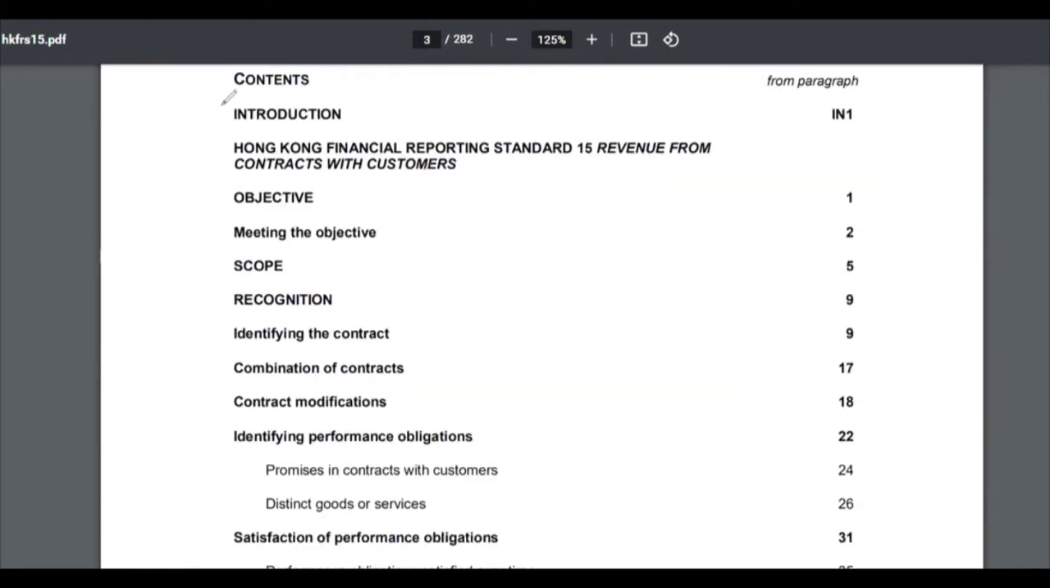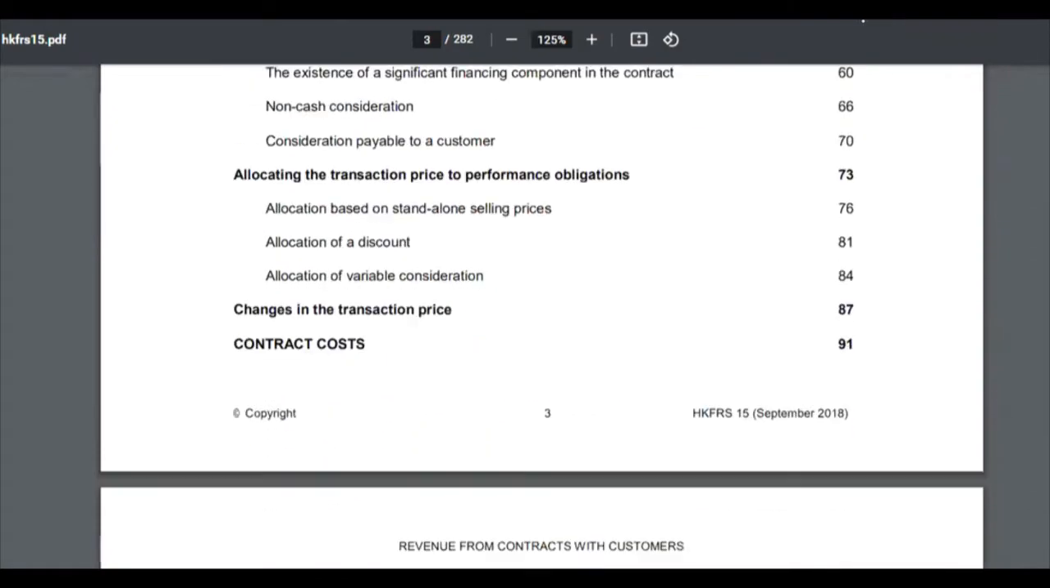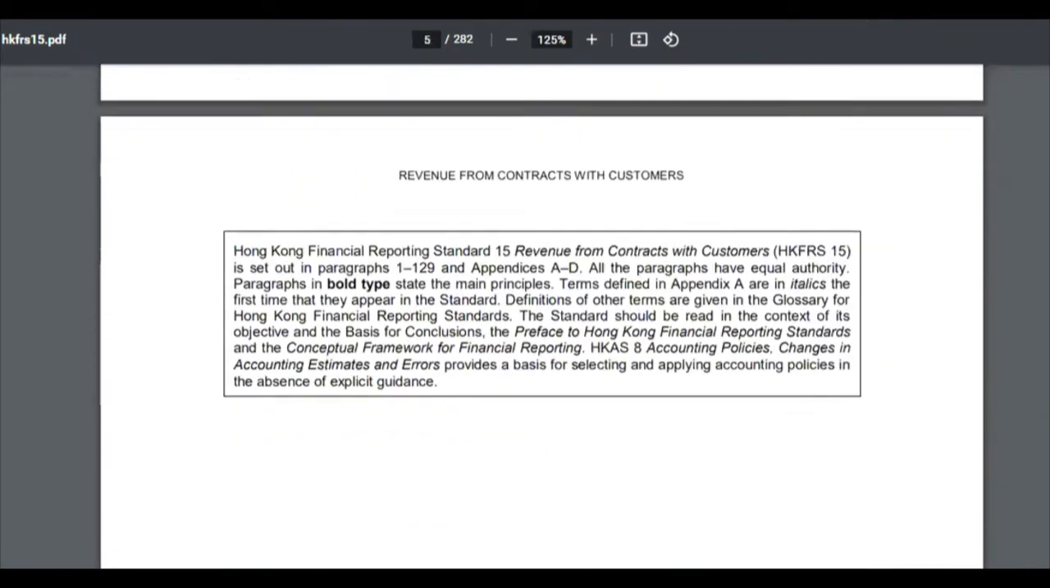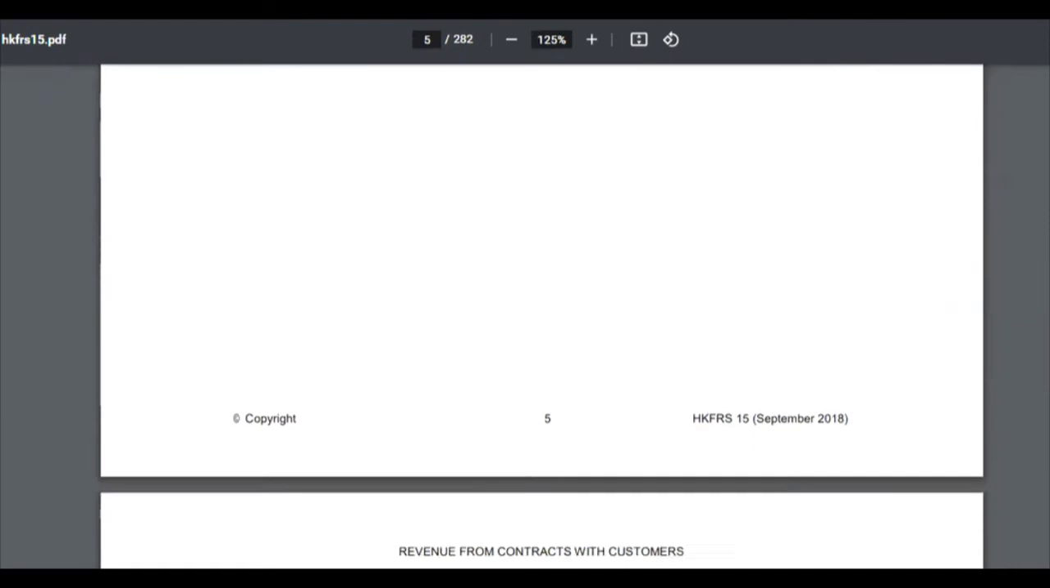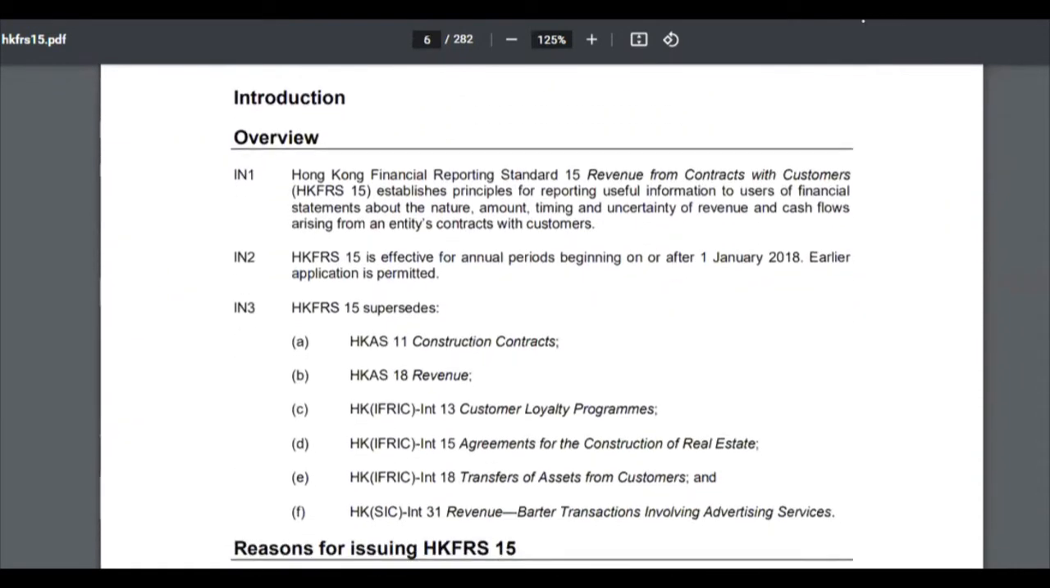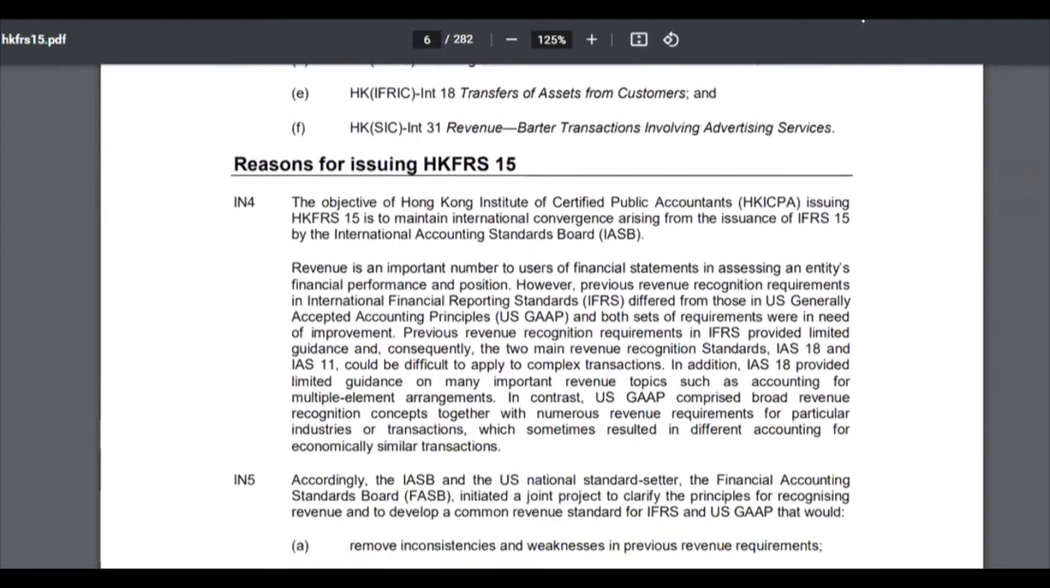So this is the contents page of the standard, where you see the objective, meeting the objective, scope of the standard, recognition, identifying contracts. So basically going over steps of revenue recognition. So this is just the content page giving you a brief outline on what this standard is actually going to cover. So let's get started with the introduction first. We will only cover the introduction in this small video, and then we will go over the standard in detail in the later videos.